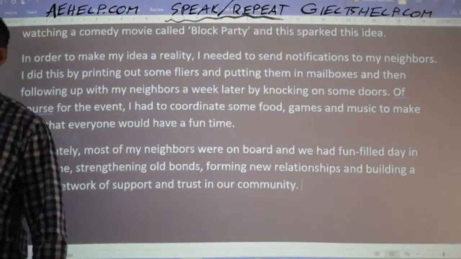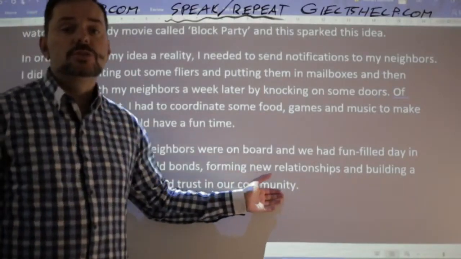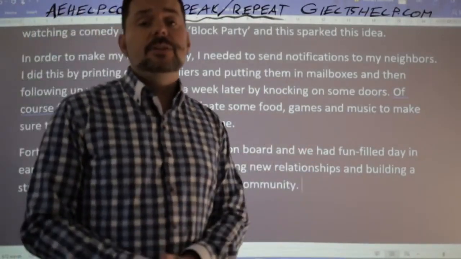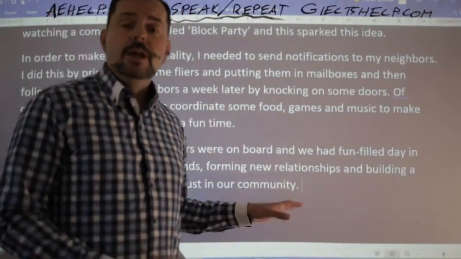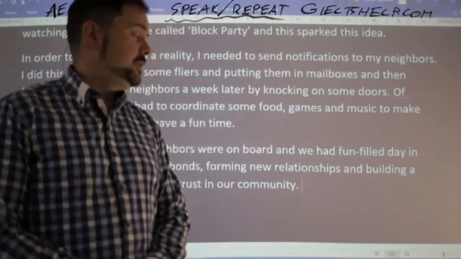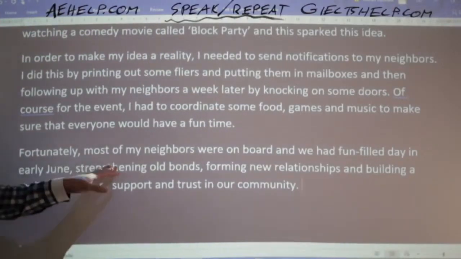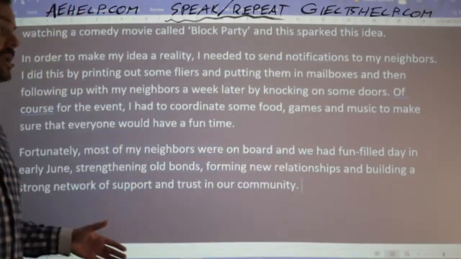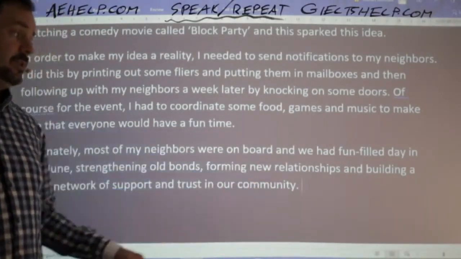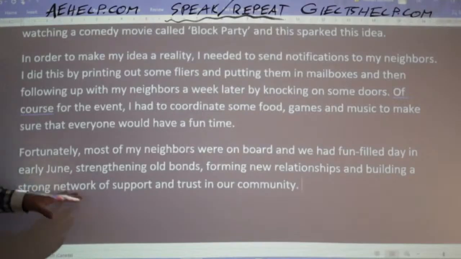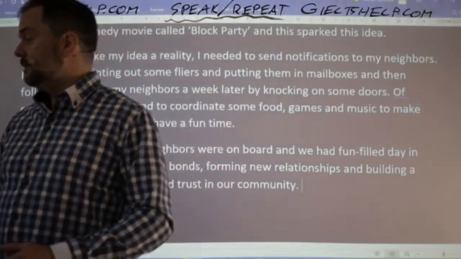Okay, so now that I have all of those ideas, I can really move along nice and smoothly, okay? Using the vocabulary that you have. If you don't have all the vocabulary I'm putting up here, that's fine. Learn it and use, of course, the vocabulary that you know, right? So again, speak and repeat. Fortunately, most of my neighbors were on board, and we had a fun-filled day in early June, strengthening old bonds, forming new relationships, and building a strong network of support and trust in our community. Okay.